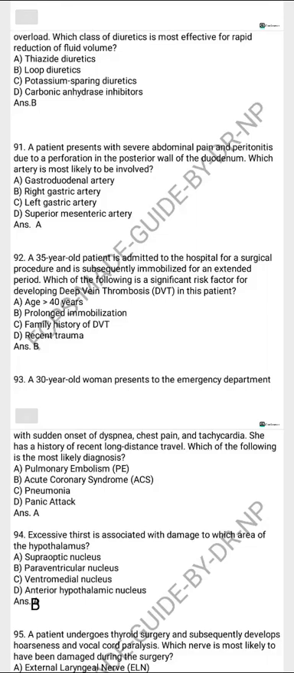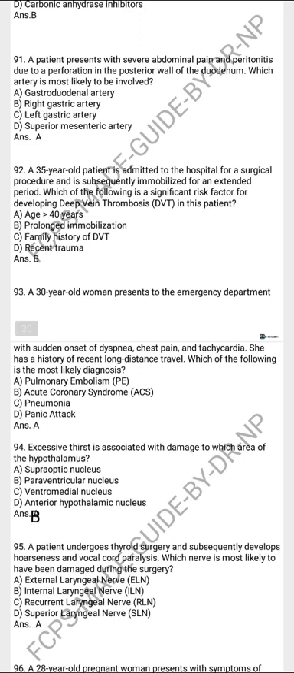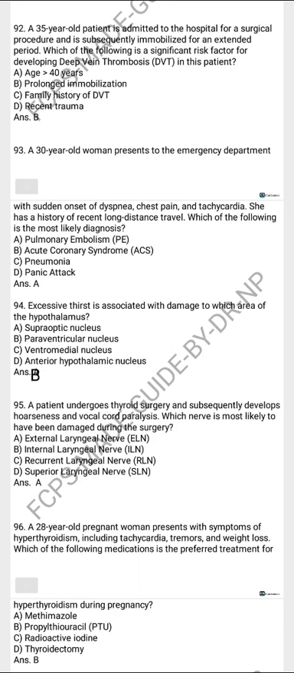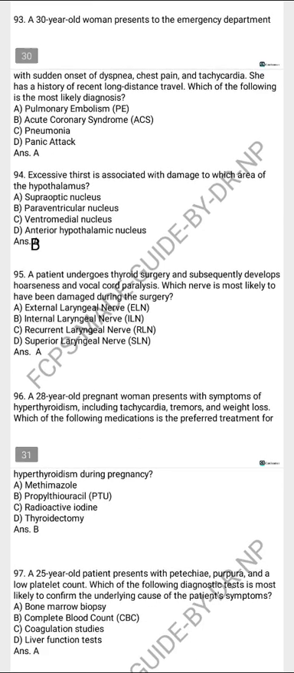A 30-year-old presents in the emergency department with sudden dyspnea, chest pain, and tachycardia, with a long history of travel. That is pulmonary embolism. Excessive thirst is due to damage to which hypothalamic nucleus? That is the paraventricular nucleus. A patient undergoes thyroid surgery and subsequently develops hoarseness in the voice. The nerve most likely damaged is the external laryngeal nerve.